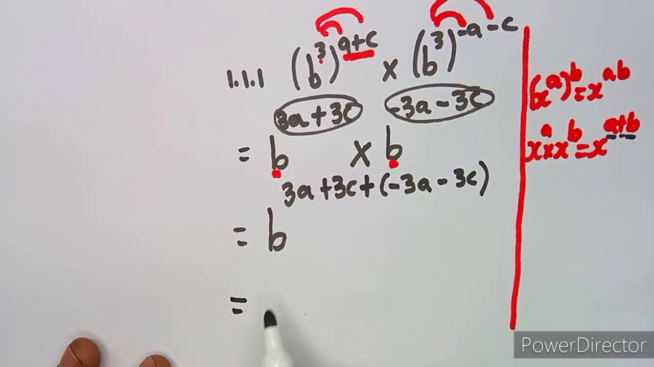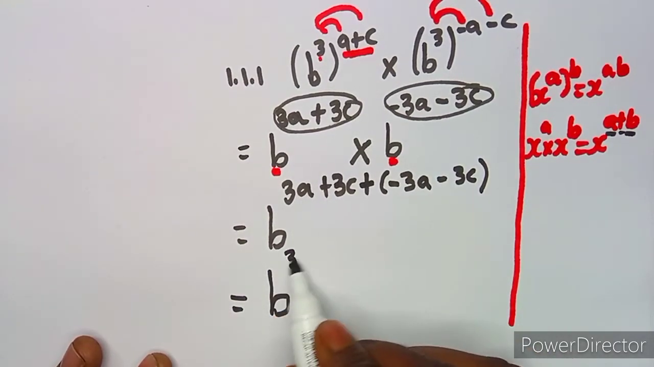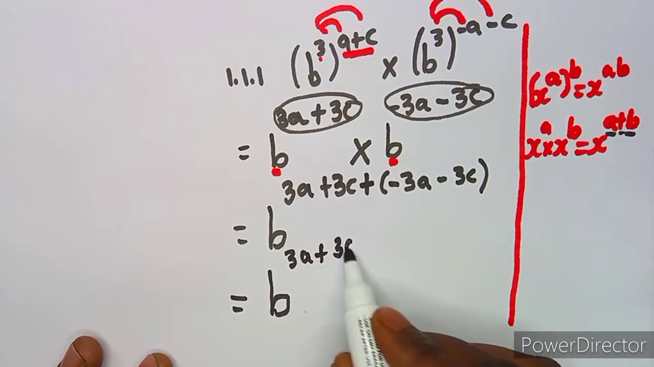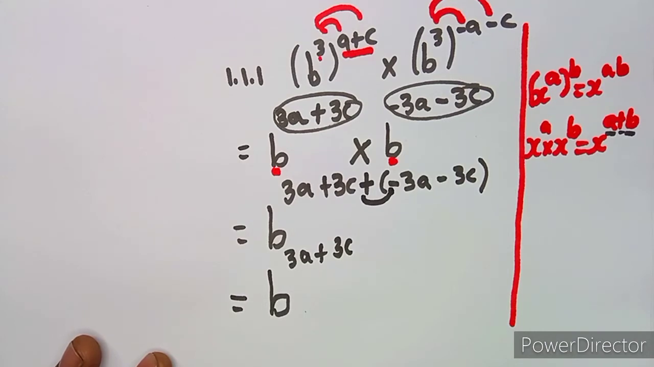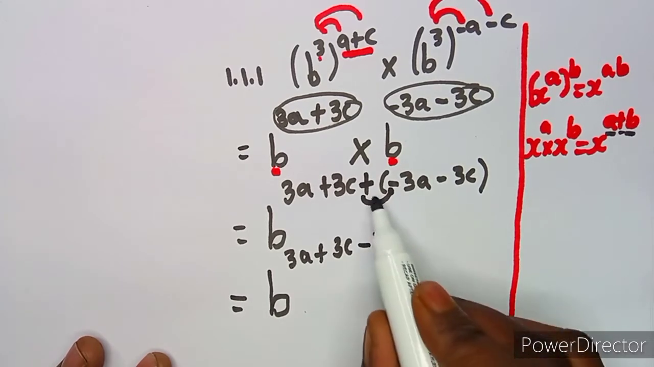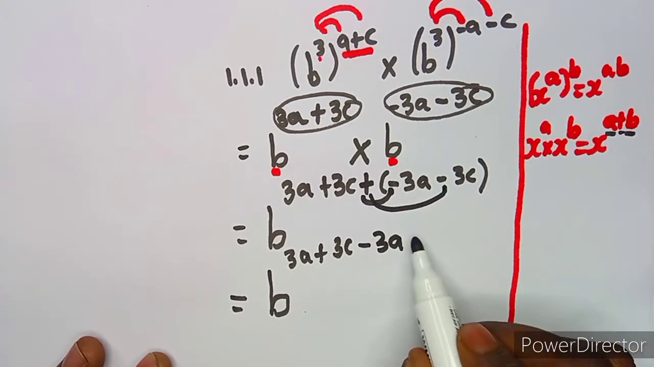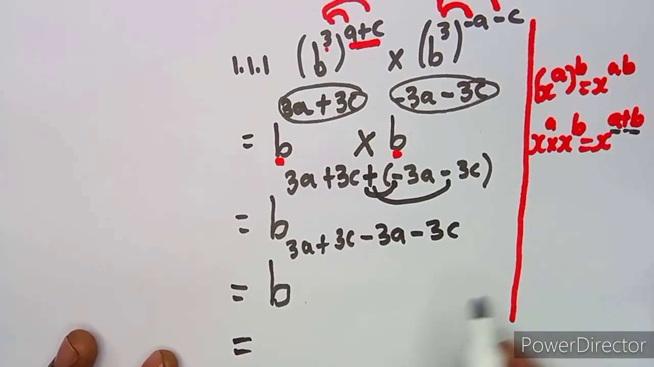Now we can expand our brackets. This part will just remain as it is, 3a plus 3c. Remember, a plus doesn't change anything. It's just going to remain as it is. Plus and minus, the minus is going to be minus 3a. Plus and minus here is going to be minus 3c. So that's what you're going to have. So this is the concept, guys.